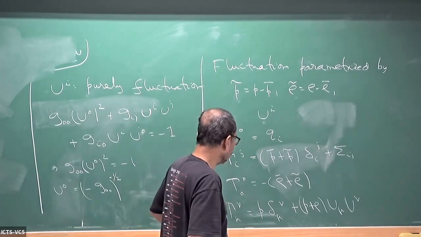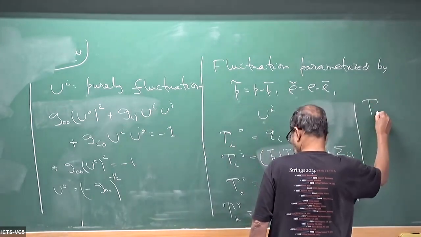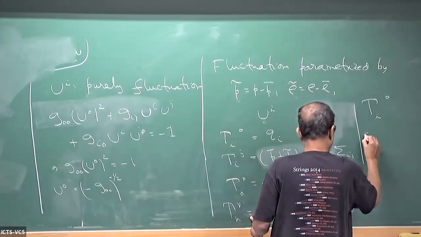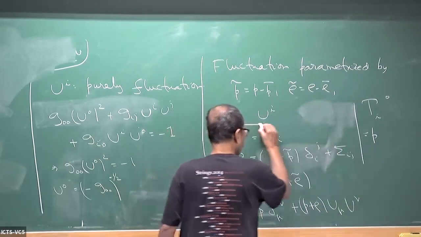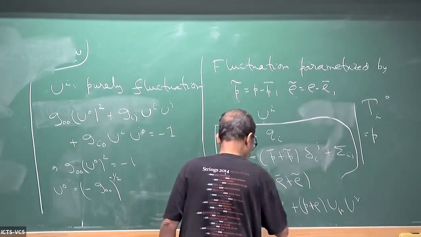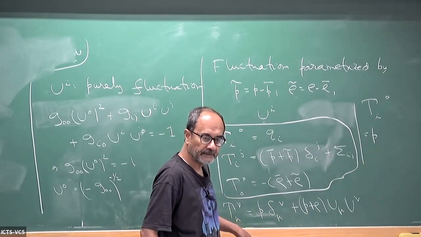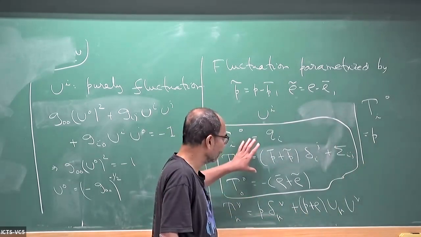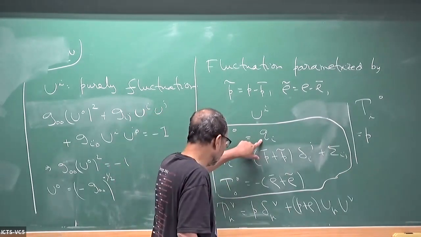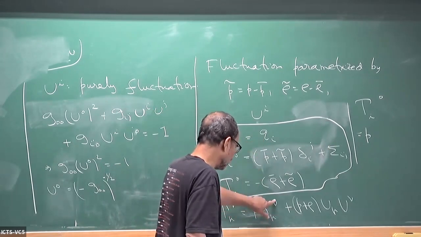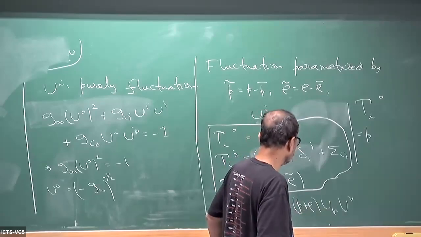Oh, T_i0 I didn't write. Okay, so from here T_i0 will be. Okay, so this is what we had earlier. Let me put them in a box. This is what we had earlier. This is the new parameterization that we are introducing. And you have to compare that. So first, let's look at the T_i0 comparison. This is q_i, and here in T_i0, this doesn't contribute, and this contributes (P plus rho) times u_i u_0.